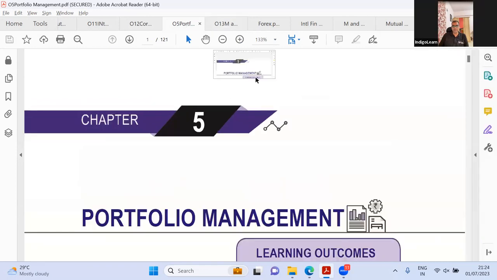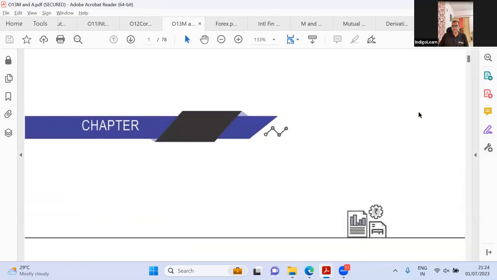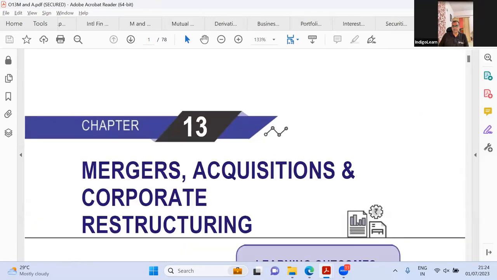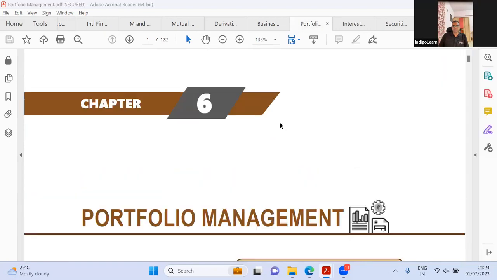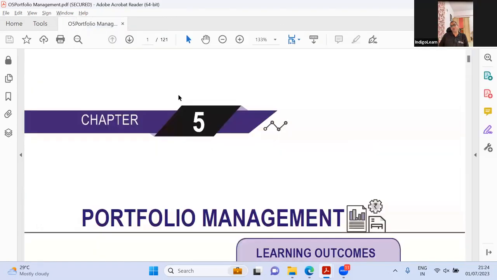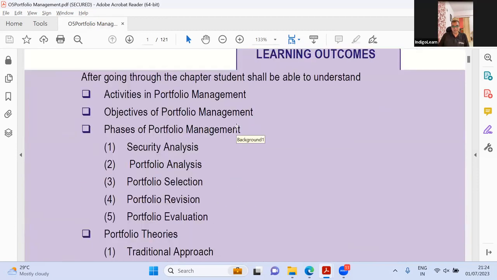Portfolio management. Portfolio management is chapter 5 in the old syllabus. And let us look at it in the new syllabus. It should be ideally, I think, chapter 6. Yeah. So this is about 122 pages here and 121. Oh, come on, man. So there's absolutely no change here as well. You can actually look at it.